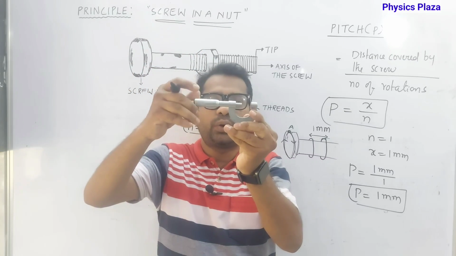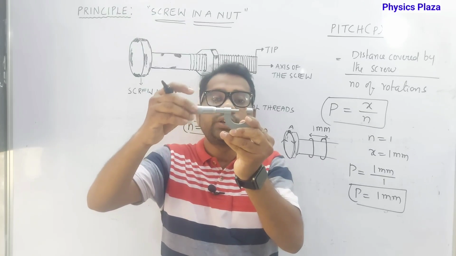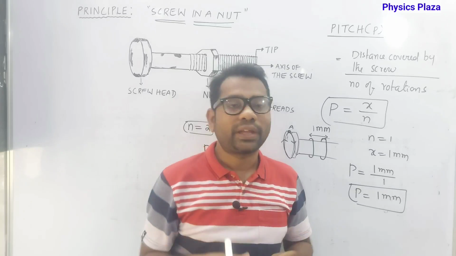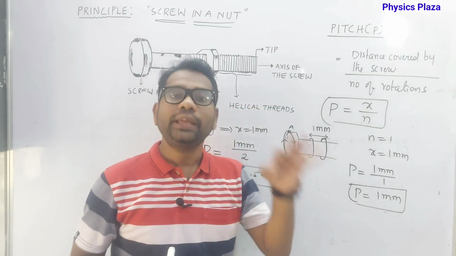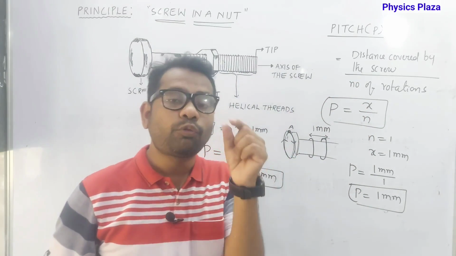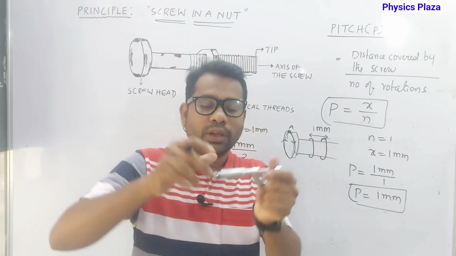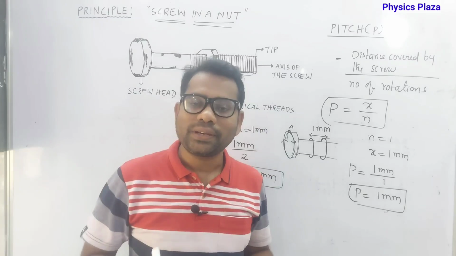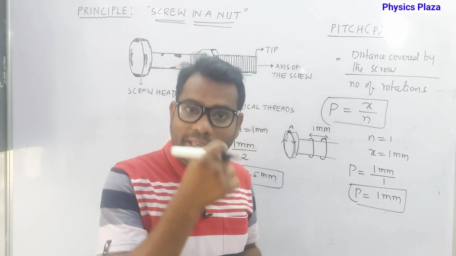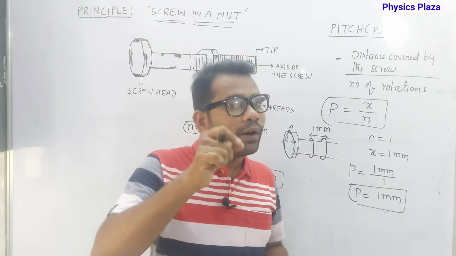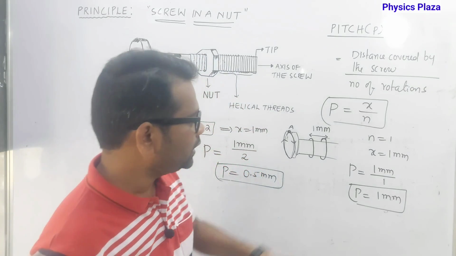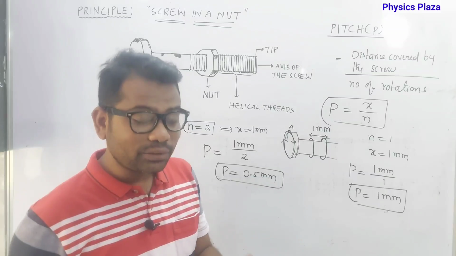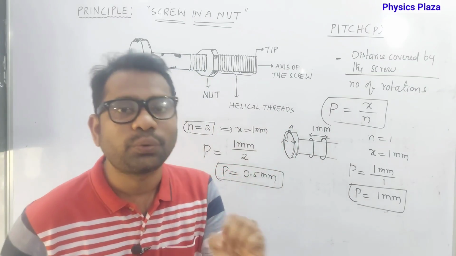For every one complete rotation, the screw will cover some distance. That distance we call the pitch. In general, the distance between two fine threads is 1 millimeter. So if you make one complete rotation, the screw will cover a distance equal to the distance between two threads, that is 1 millimeter. This is how we calculate the pitch of the screw.